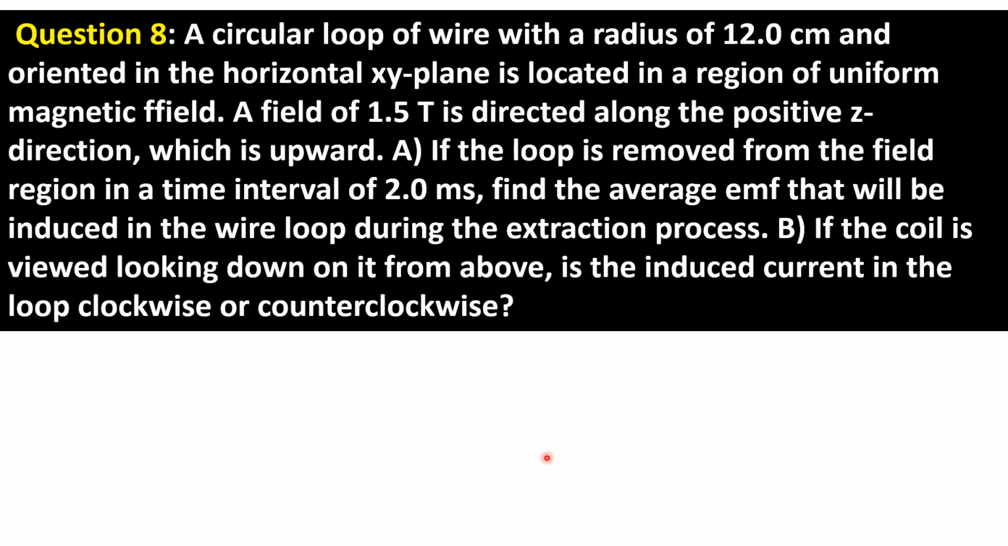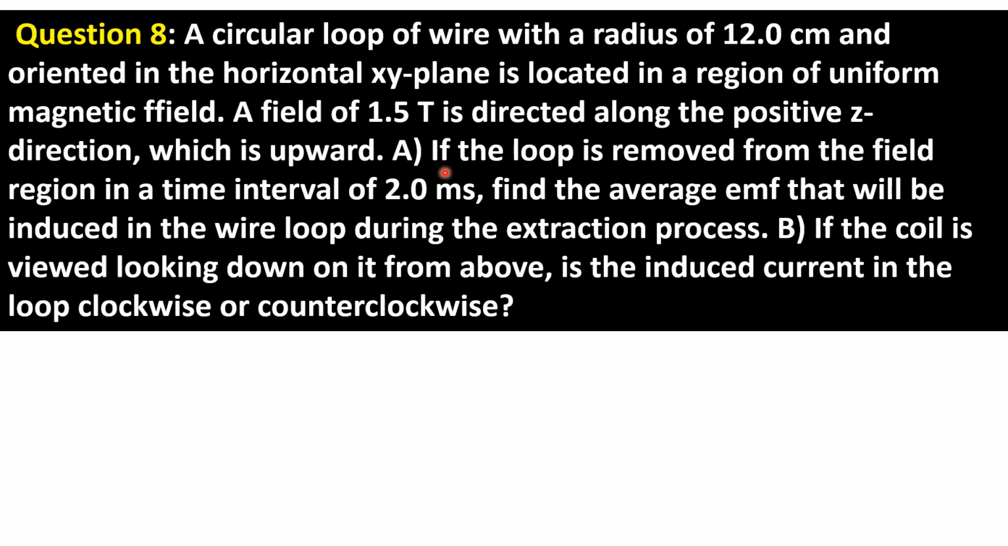Question number 8, which is our last question. A circular loop of wire with a radius of 12.0 centimeters and oriented in the horizontal XY plane is located in a region of uniform magnetic field. A field of 1.5 Tesla is directed along the positive Z direction, which is considered upward.